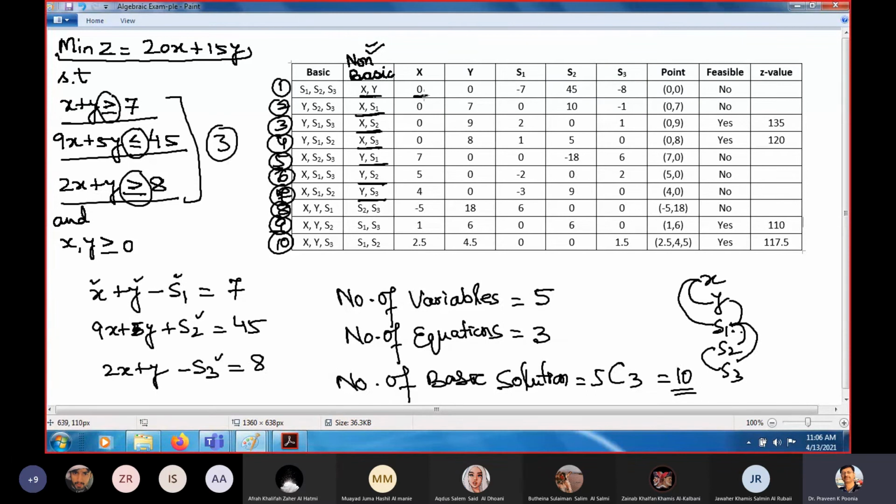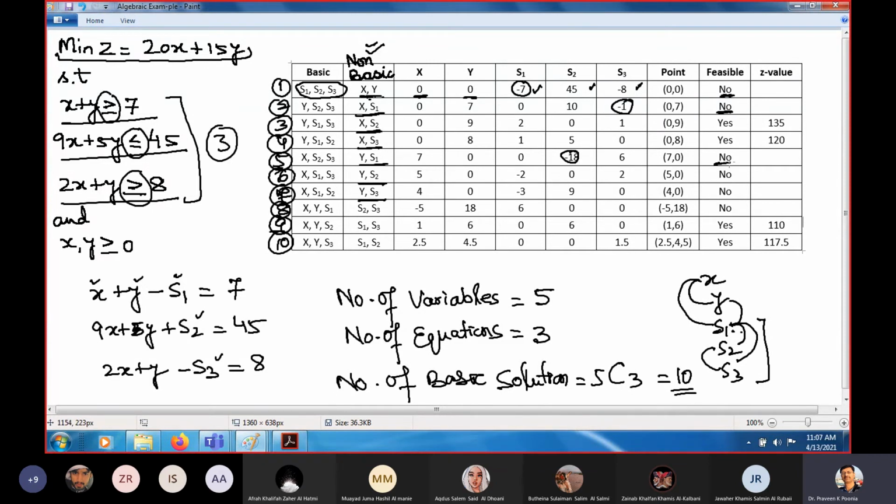Put them 0. X is 0, Y is 0. If X and Y are non-basic variables, what are the basic variables? The rest 3: S1, S2, S3. So this you need to calculate and solve. By putting these to 0, find the value of S1, S2 and S3. Clear? Because a negative value is there, it is not feasible.